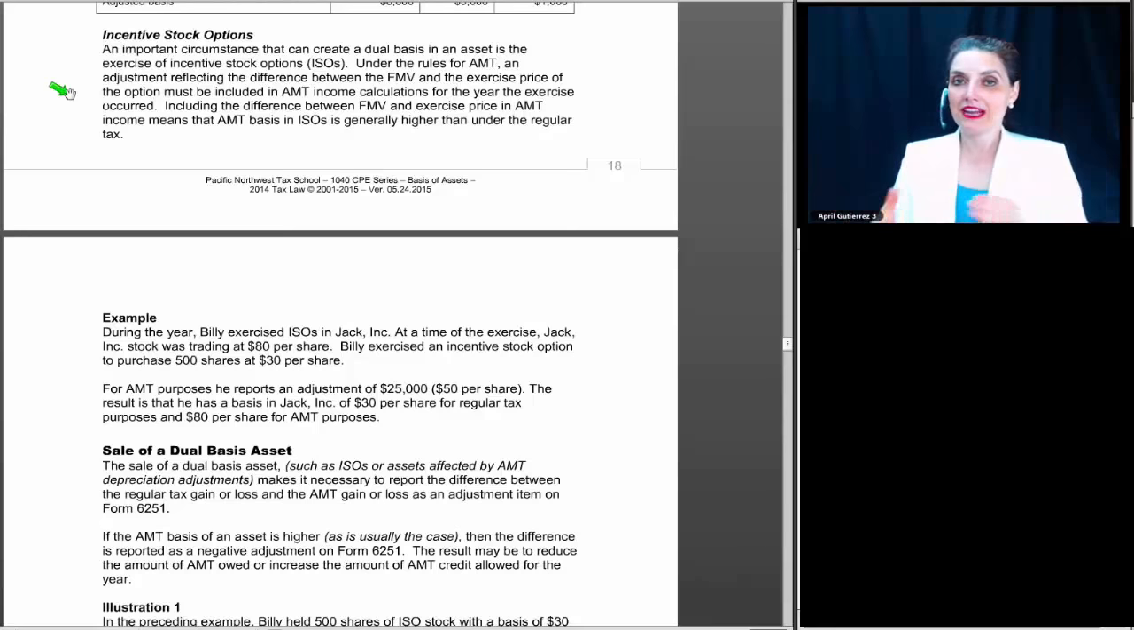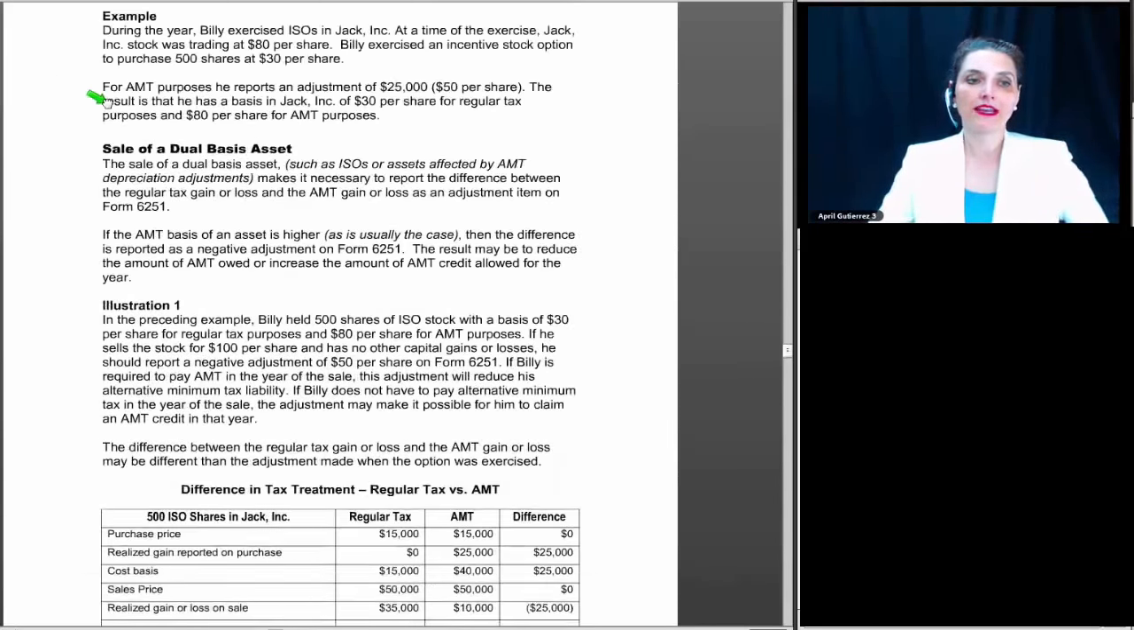And if you pay tax on money you haven't made, then you ultimately have paid alternative minimum tax on what we refer to as phantom income. So because of the rules about including the spread, or difference between what the stock is worth and what you pay for it when you buy it, you can have a different basis under AMT than you do under the regular tax. And here is another example.